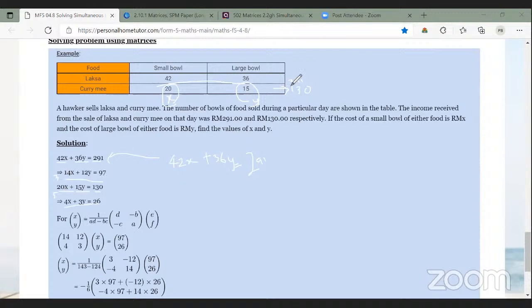And usually when you simplify it, it will make the values you get at the end smaller so that it will be easier for you.